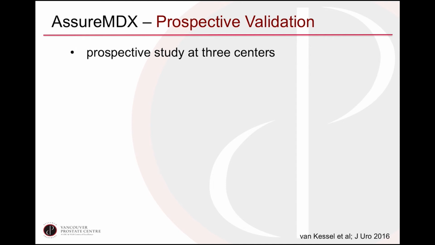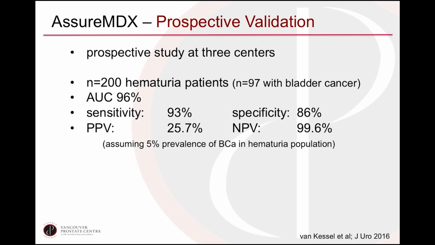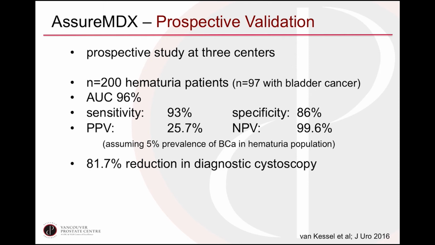But this group has just recently validated this in a 3-center prospective study in Scandinavia. I think they're all in Scandinavia. So 200 hematuria patients, again, about half of them had bladder cancer. 96%, even better area under the curve in the validation study. Sensitivity still very respectable at 93%. Remember, our patients, for the most part, want something above 90%. Specificity was good at 86%, and the negative predictive value, 99.6. So this looks very promising, I think, as something that may be clinically useful.